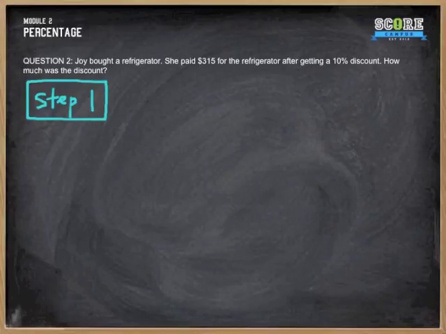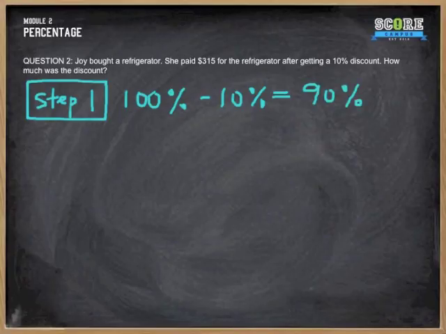So let's look at step 1. $315 is actually equal to what? 100% minus 10%, which is equals to 90%. 90% equals to $315. Right? 90% equals to $315 because it is the price after the 10% discount. So now we can actually calculate what the discount really is.